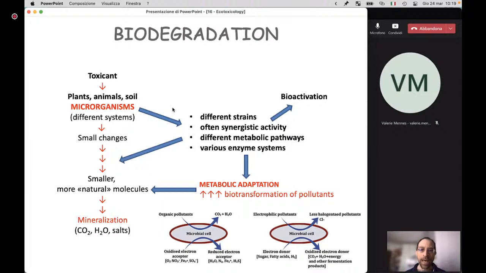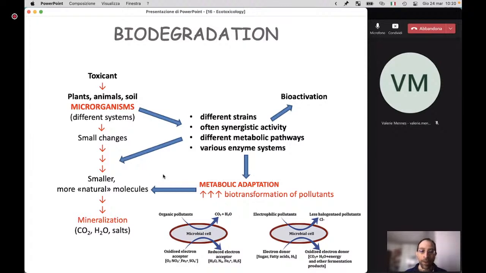Okay, so we have a huge diversity of strains, of species of microorganisms, and the, let's say, infinite variety of different species and strains often live one near to the other or in the same space. Okay, so they can have synergistic activity. This means that the activity of 2 or 3 or 4 different species not only sum up to produce this effect of degradation, but can multiply their activity.